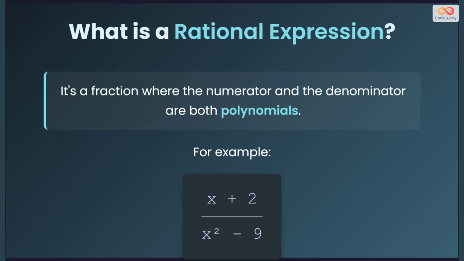First, let's quickly review what a rational expression is. Think of it just like a regular fraction, but instead of having just numbers, the numerator and the denominator are both polynomials. For instance, something like x plus 2 divided by x squared minus 9 is a rational expression.